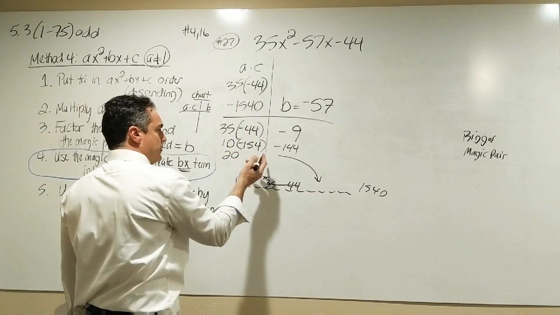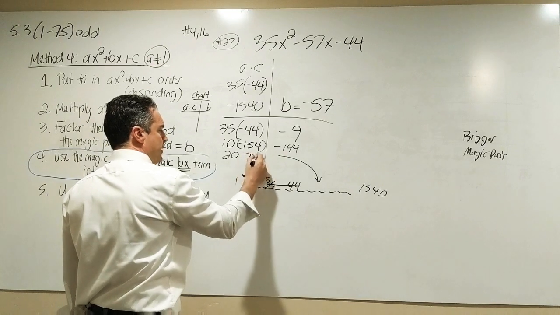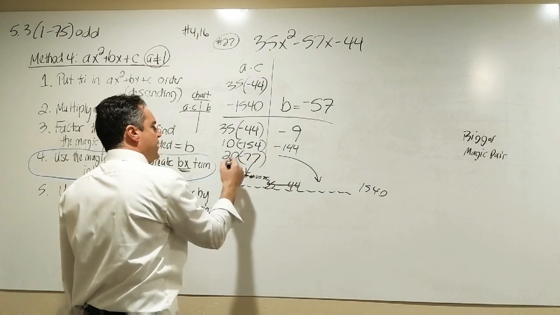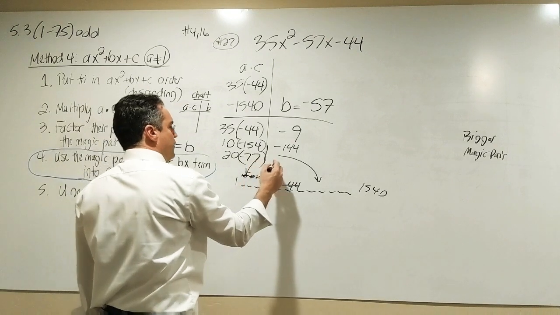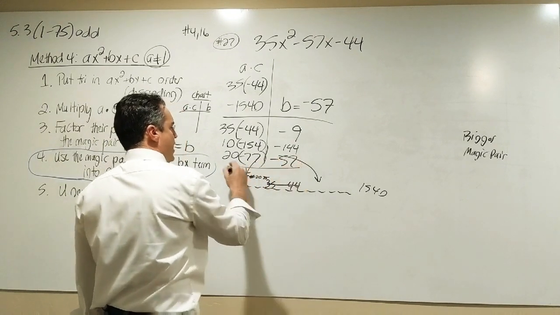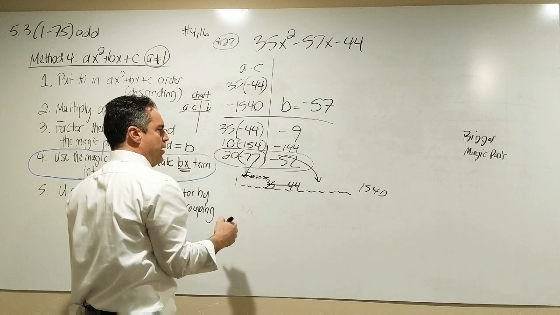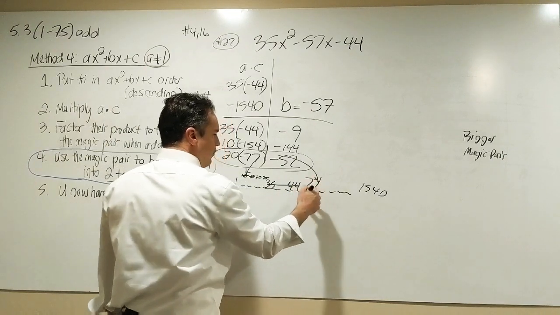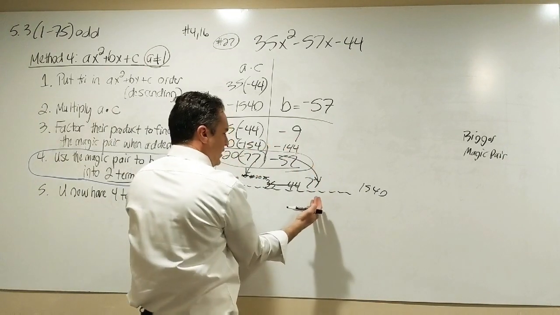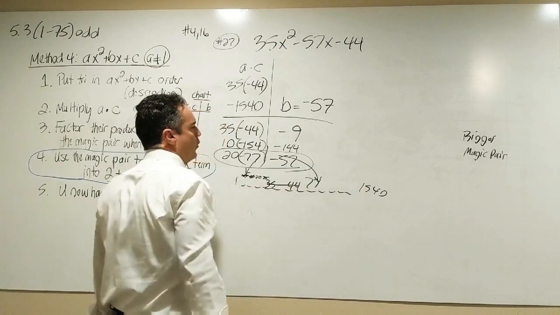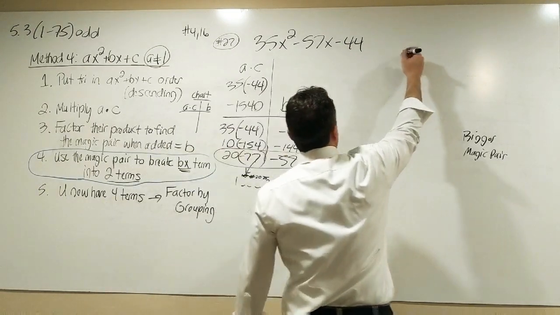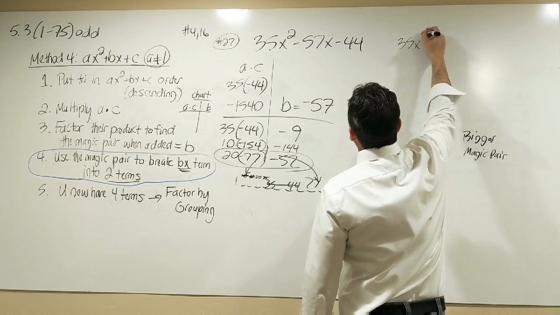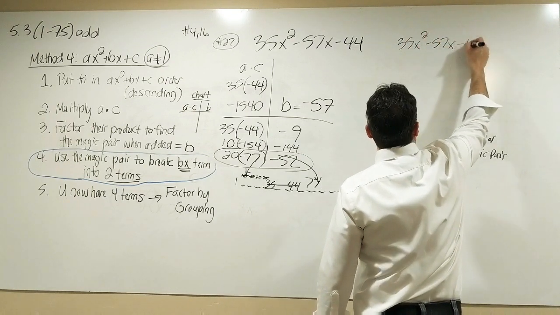And you get 77. Yep. And so look at this. 20 and negative 77, when you add those together, make negative 57, and voila, there's your magic pair, okay? And you think about that, 77's over here, 20's over here, your magic pair lied outside of 35 and 44. And then you take this and you say, hey, 35x squared minus 57x minus 44.